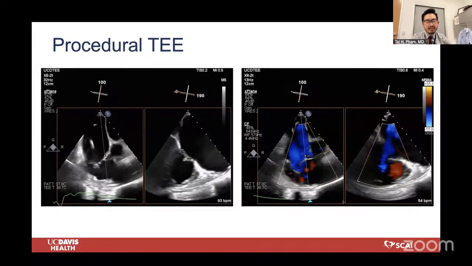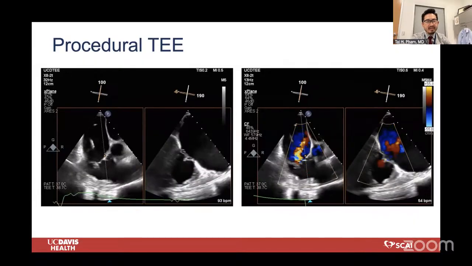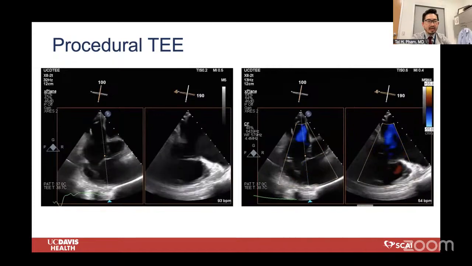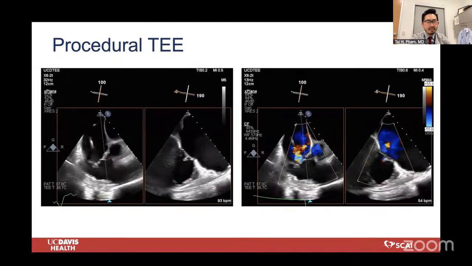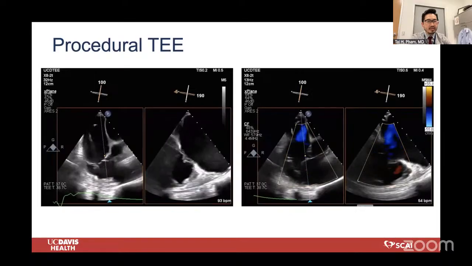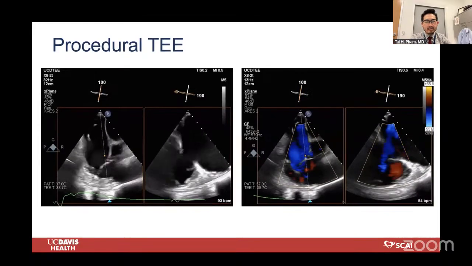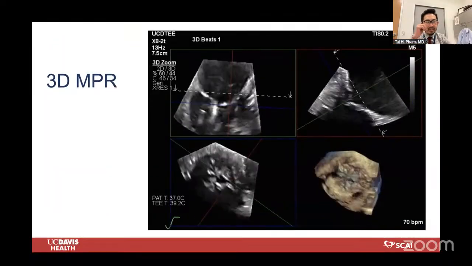So then we bring her down to the lab 2 days later for a definitive TriClip. Here is the mid-esophageal X-plane with and without color. You can see there's a significant reduction in the coaptation gaps, as well as the residual TR. And here is the 3D MPR.